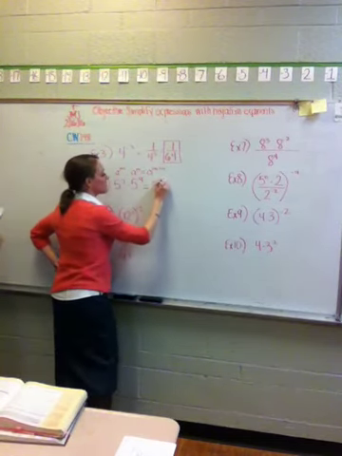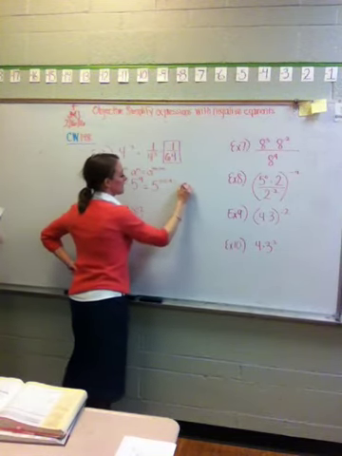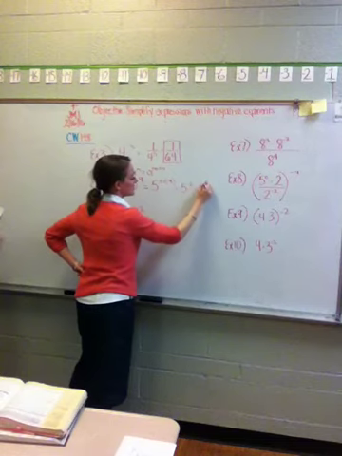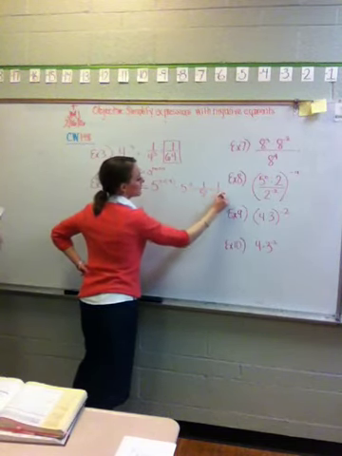So we have 5 to the 7 plus negative 9. So I've got 5 to the negative 2, which is equal to 1 over 5 squared, which is equal to 1 over 25.